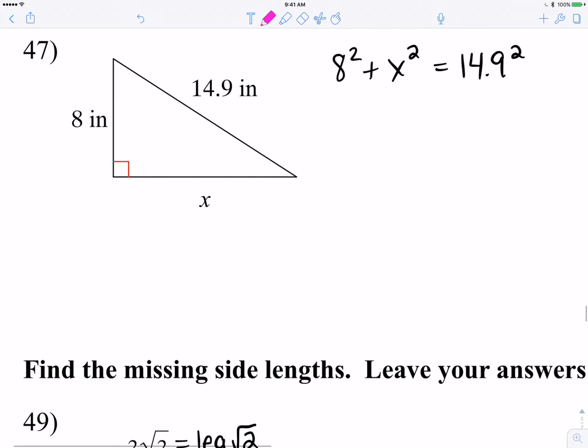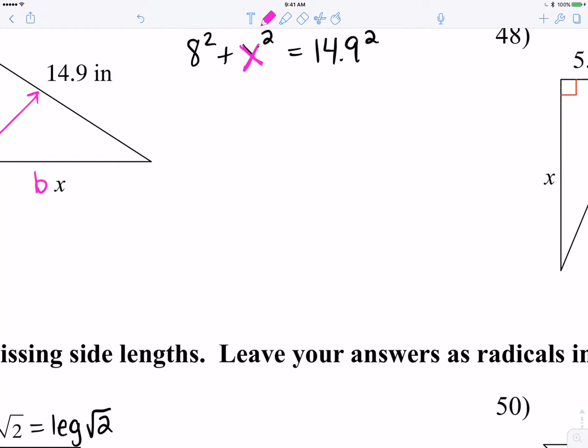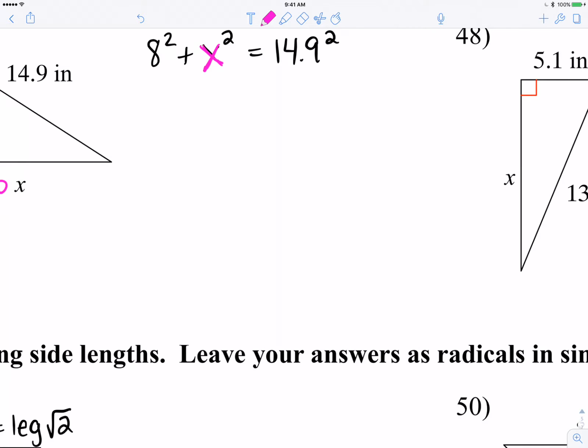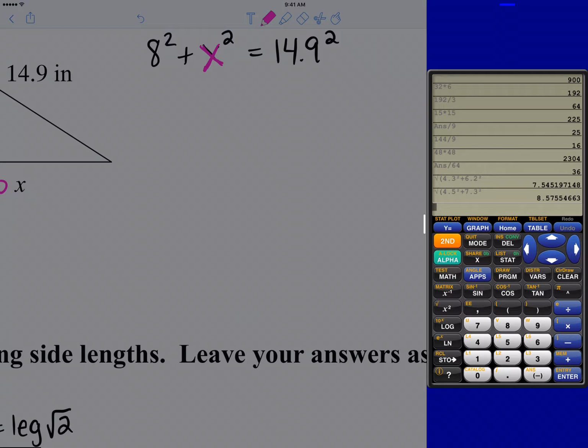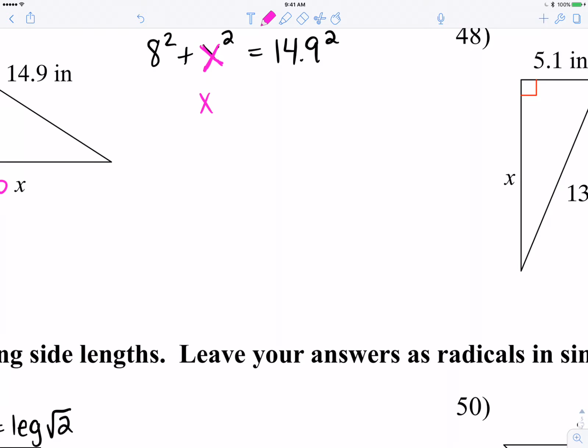All right, number 47. This time we're missing B or A. We're not missing the hypotenuse this time. So that's why the missing number is here and not outside by itself. So we set it up 8 squared plus x squared equals 14.9 squared. And when we solve that, we get 12.57 for x.